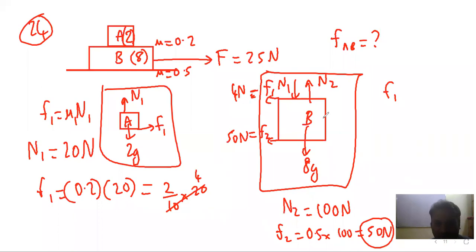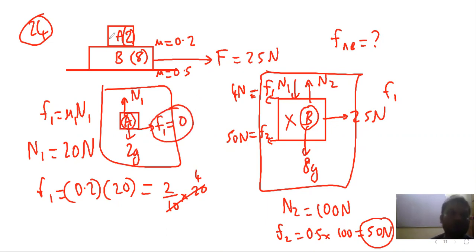So let us now think. We have 25 Newton in the horizontal direction on block B. 50 Newton is the static friction. So in that case, will block B move? No, there will be no motion of block B. Because there is no motion of block B, we can say block B is at rest and block A is also at rest. So friction on block A will be 0. So friction between block A and block B will come out to be 0 because there is no motion of block B.